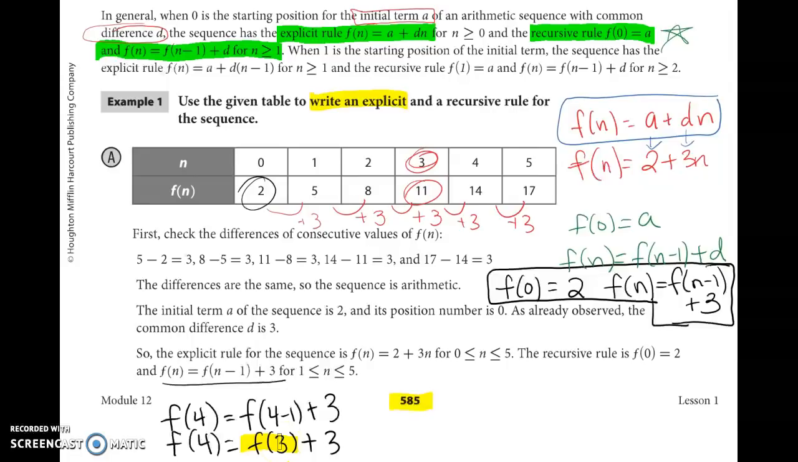Well, what is f of 3? We have this handy dandy chart for us, so we can use that and say f of 3 is 11, and we add 3, our common difference, in order to get our next term, which is 14. So that's why it's so important that you have a previous term. You have to have a previous term in order to find all the rest of the terms. So I'm going to go on to example B on the next page.